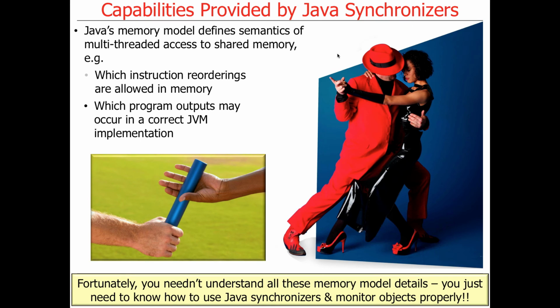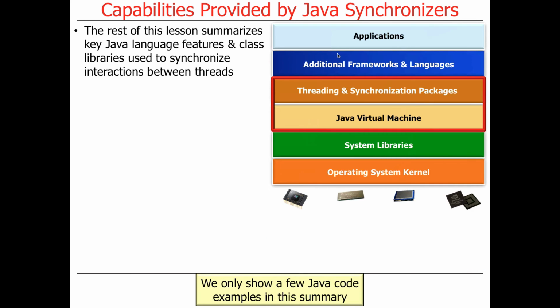But in general, you don't have to be a memory model guru in order to write correct code, which is great. That's why a memory model exists, to basically define a contract between the people building the infrastructure software to make it run really fast and the programmers who are trying to write correct applications that do sensible things. So the rest of this lesson is going to talk about the language features and class libraries that we use to synchronize interactions between threads.